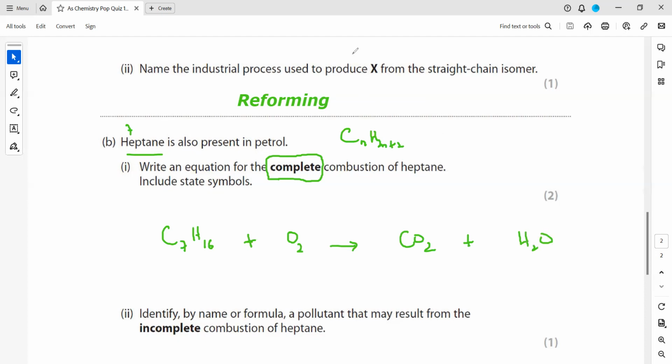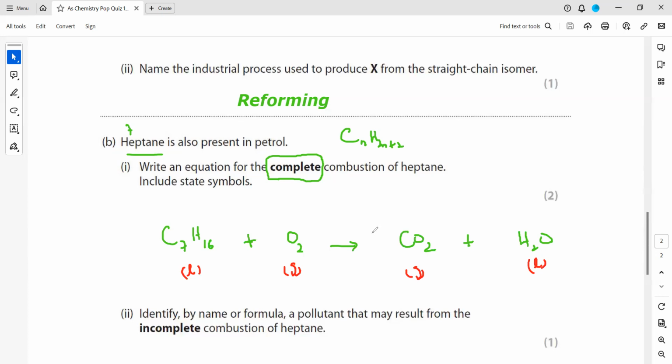Now, for balancing a combustion equation, including the state symbols also, what are the state symbols? The first five members, you can consider them as gas, and the remaining ones are liquid. So this is the seventh member, so it should be liquid. Oxygen is a gas, carbon dioxide is a gas, and water at room temperature is liquid. Because when we include the state symbols, we are including them at the standard temperature, which is 25 °C.